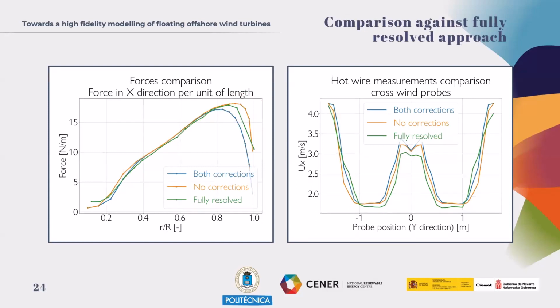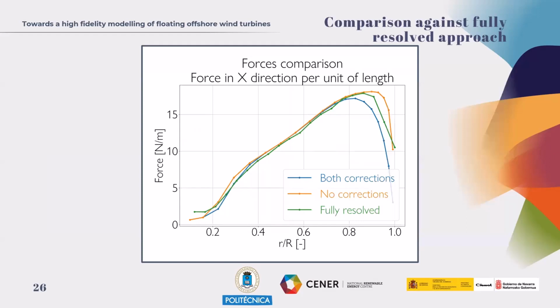We have also compared these results with a fully resolved approach. The hub presence is the main difference in the wake measurements. We can see that there is a greater deficit due to the modeling of the hub. In the fully resolved approach, the geometry is meshed as it is, but in the actuator line model it is represented as an actuator point.